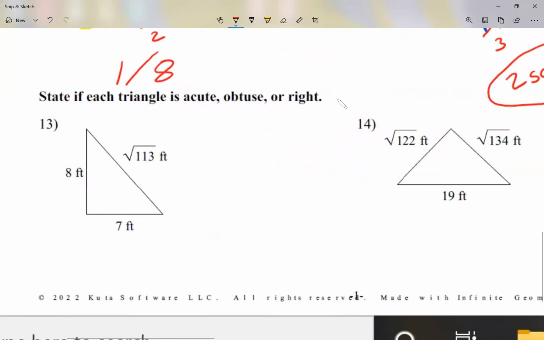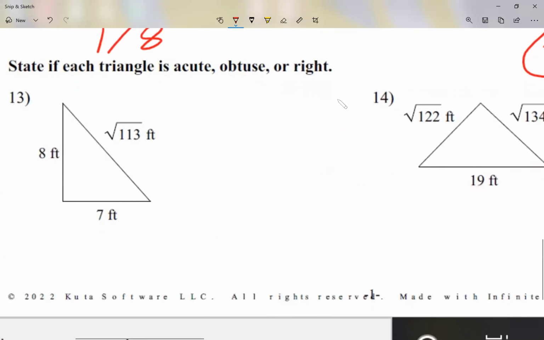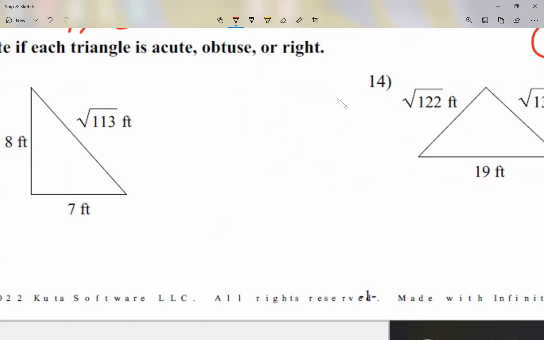Now let's move into something easy. Let's take a look at questions number 13 through 16. State if each triangle is acute, obtuse, or right. Now we're going to learn a couple of things. We've heard of a squared plus b squared equals c squared. We have heard that a squared plus b squared is equal to c squared. You have heard of the Pythagorean theorem. That works every time we have a right triangle.